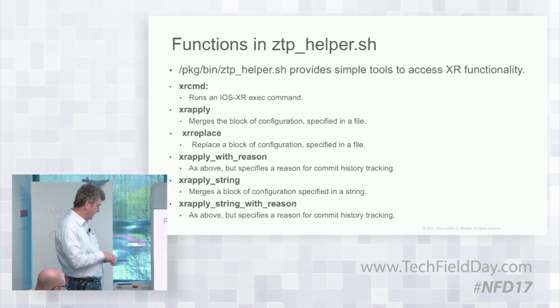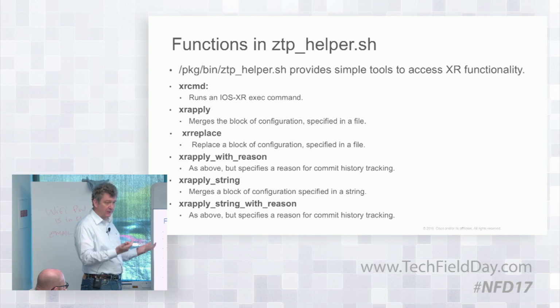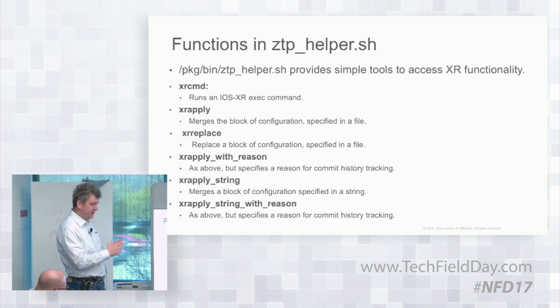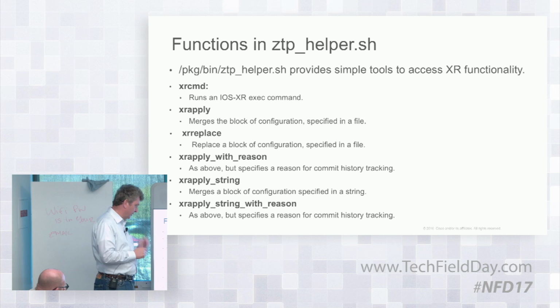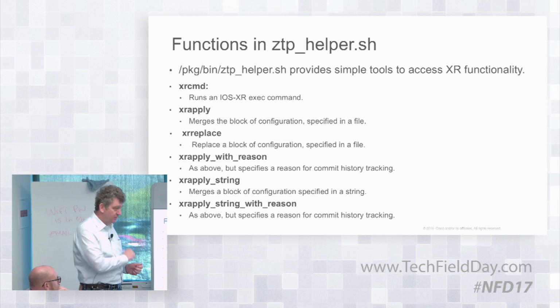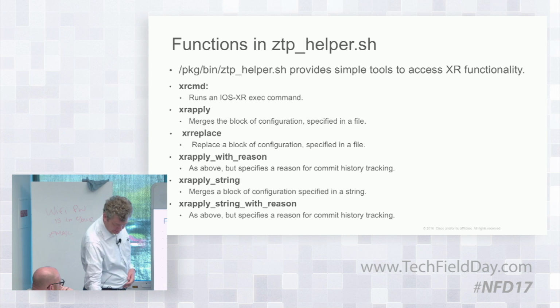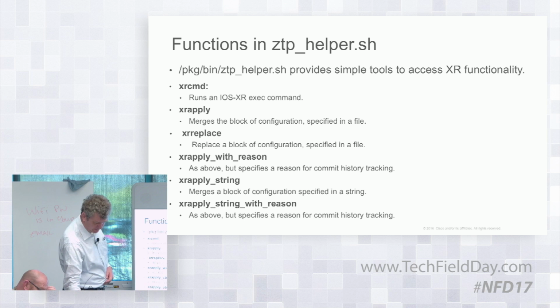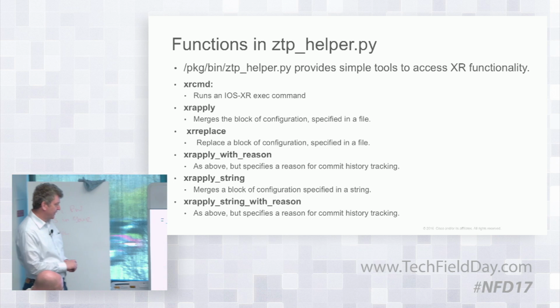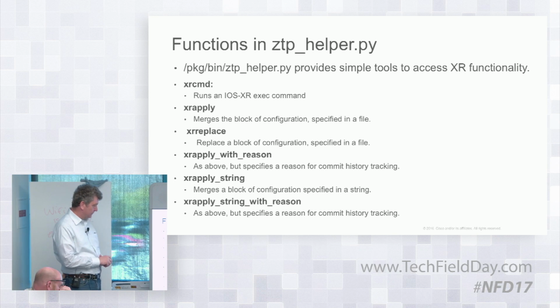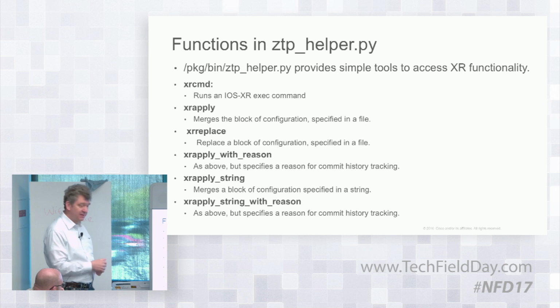That's basically putting an event that you specify into the configuration log. You say, for example, ZTP has done this, and you can track that in the log. You can also do XR apply string, where inside your script you just pass the command straight in, and of course you can also syslog it into the configuration history of IOS XR. Same thing with the Python library. It's exactly the same command. There is nothing different here, so whatever you choose to write your zero-touch provisioning script in, shell or Python, you have access to the same primitive functions to access IOS XR.